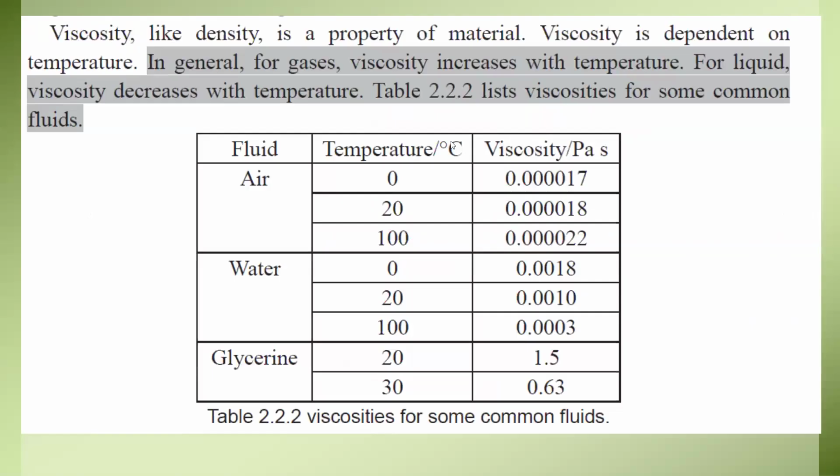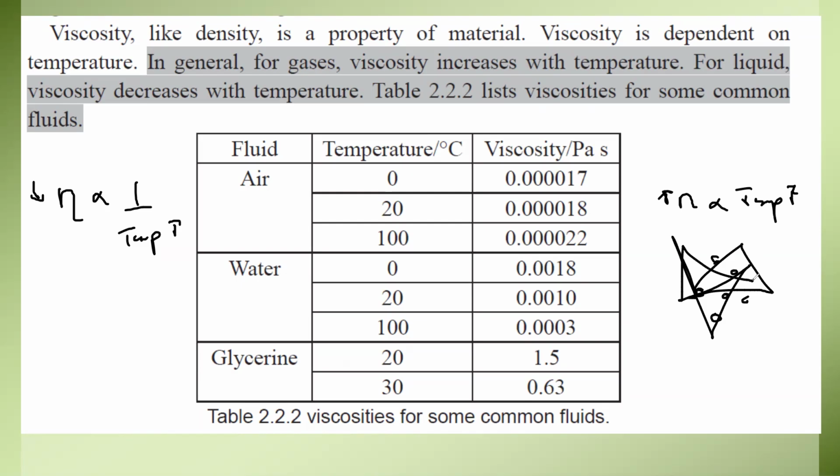The viscosity changes with temperature. If we change the temperature, the viscosity does change. But for liquids, the change in viscosity is different from gases. For a liquid, if we increase the temperature, the viscosity will decrease. But for gases, if we increase the temperature, the viscosity will also increase. How is it different for liquids and gases? Look, in gases, the particles are already moving randomly, not in a specific direction. At a high temperature, there is greater random motion.